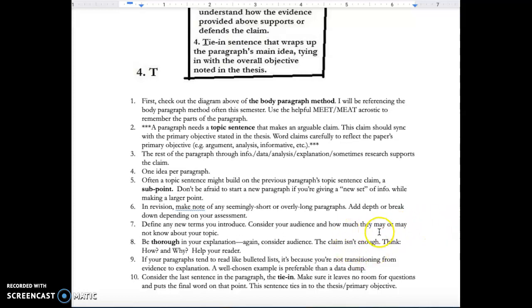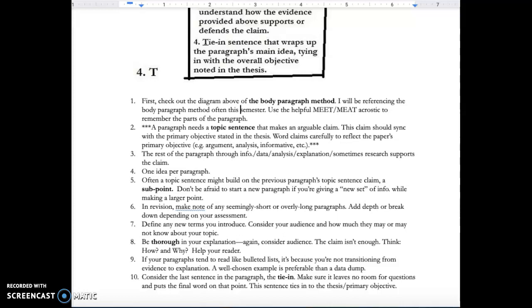Number 8, I find that students, if they write short, sort of underdone paragraphs, the place they really seem to be lacking in is in the number 3 portion, in the explanation or the analysis. So if you're writing short paragraphs, that's probably a good place to begin in your revision. Did I do enough to really explain what I mean here? So number 8, be thorough in your explanation. Again, consider your audience. The claim isn't enough. Think how and why. Help your reader.